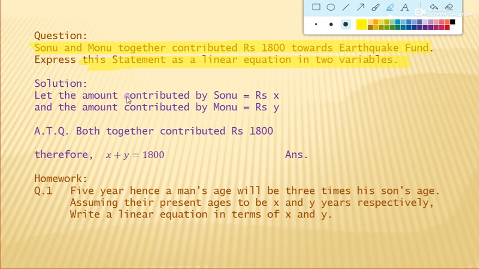Let the amount contributed separately by Sonu be rupees x, because we don't know how much money Sonu contributed. Similarly, the amount contributed by Monu is rupees y. According to the question, both of them together contributed rupees 1800. Therefore we write x plus y is equal to 1800, and this is a linear equation in two variables. Similarly, you will try to do question number 1 here.